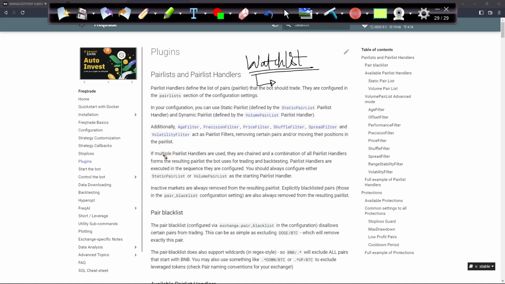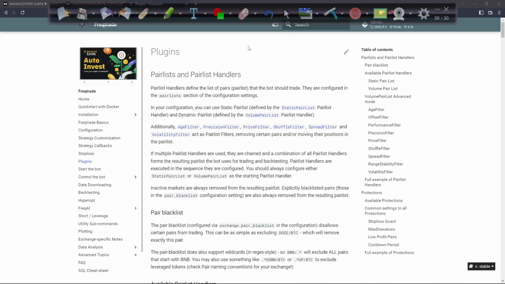So for instance, we can do an age filter where we select coin pairs that have been in the exchange for more than 30 days. Then a precision filter, which we'll read about later. Then we have the price filter, the shuffle filter, the spread filter and also the volatility filter. Okay, so now let's go through and read it.